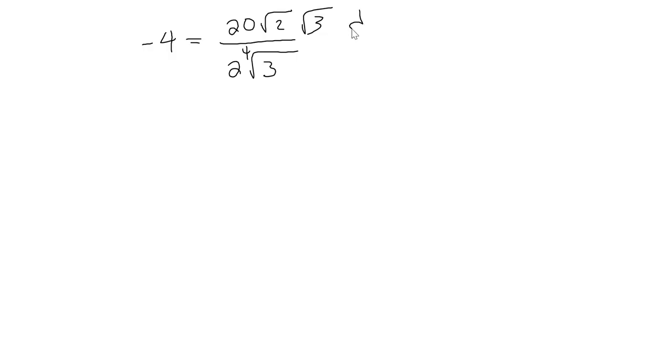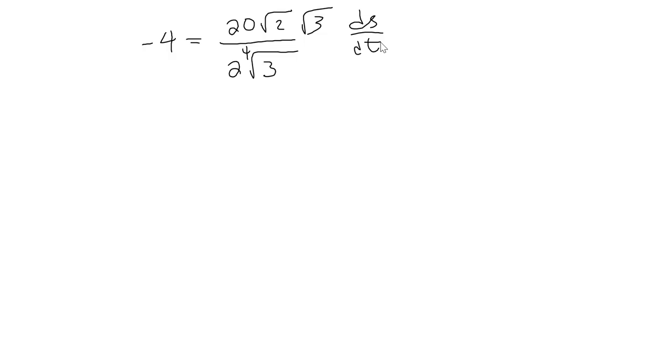So we've got negative 4 is equal to 20 root 2 over the 4th root of 3. And we also had a 20 down there, so 20 times the 4th root of 3, and then times the root 3 also that was in the numerator, and then a ds dt. So this is what we're trying to simplify down.